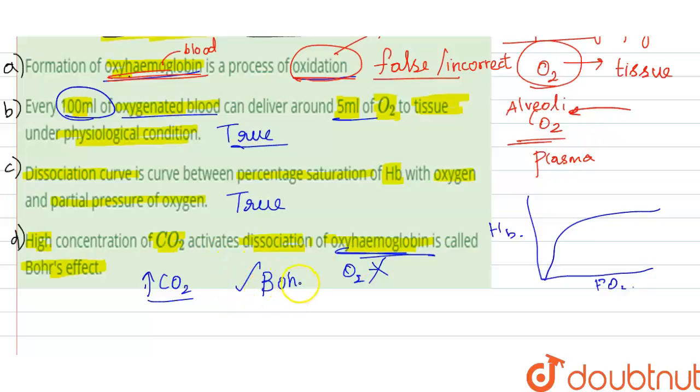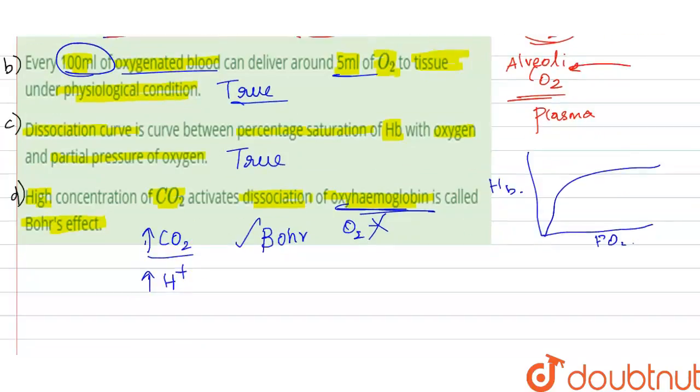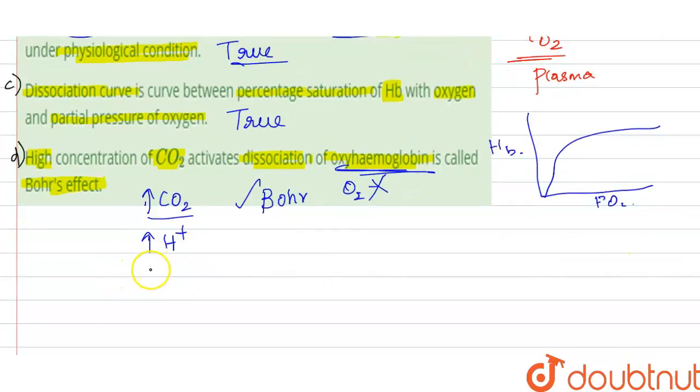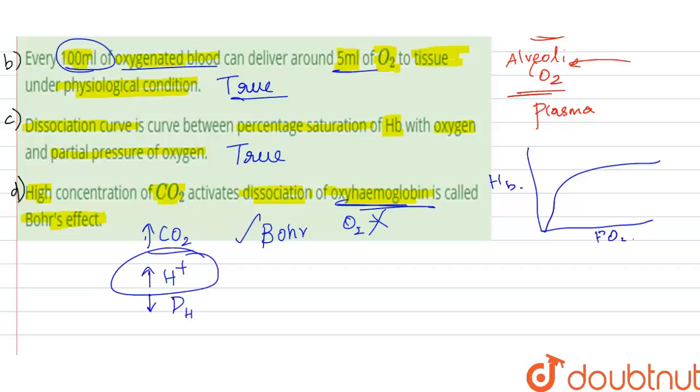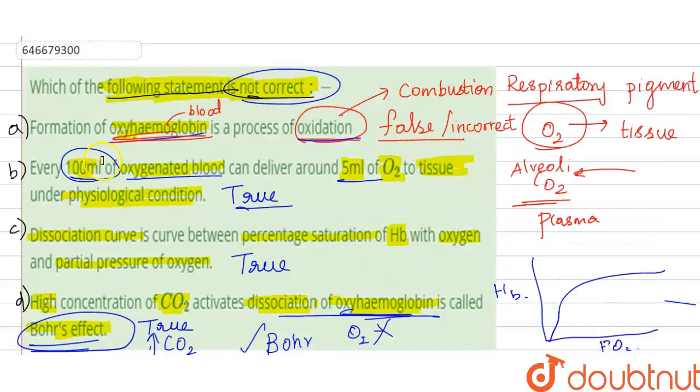If carbon dioxide is high, then automatically H plus will be high, because it is in the blood. So it increases the H plus concentration and decreases the pH. It gives an acidic pH, because the H plus concentration is increasing. So automatically this dissociation of oxyhemoglobin will happen. This is also called Bohr's effect. So this is also true, and option D is also true.